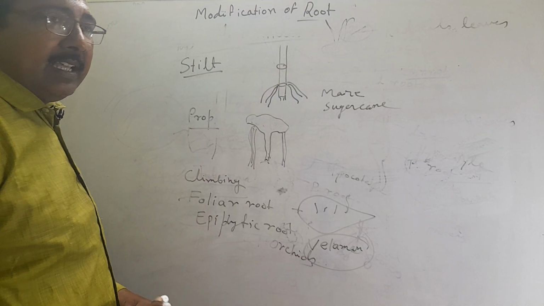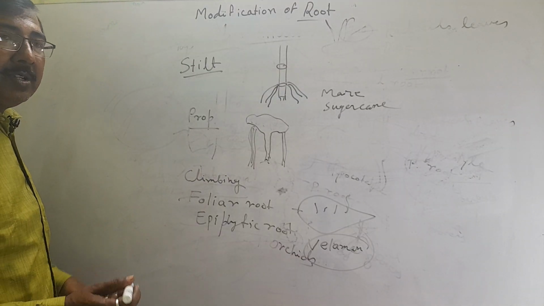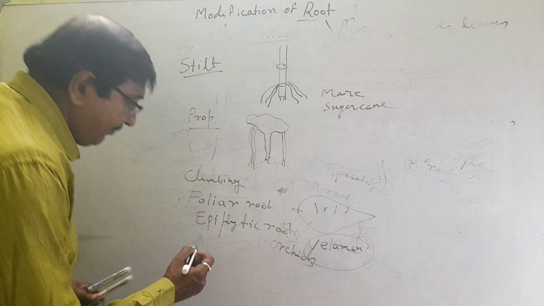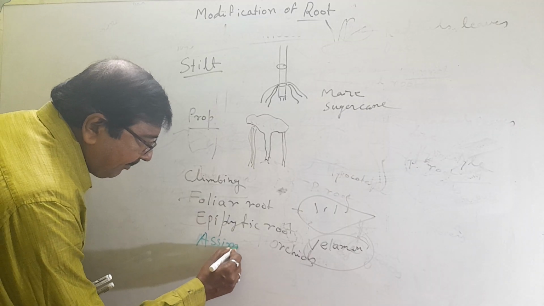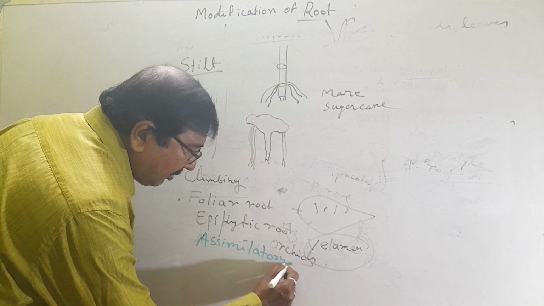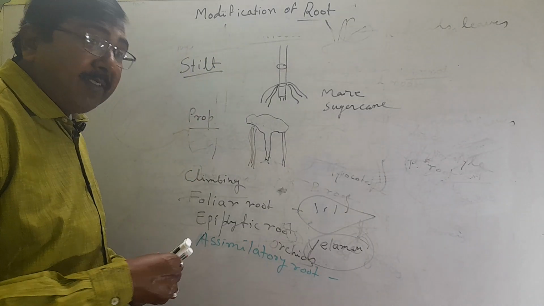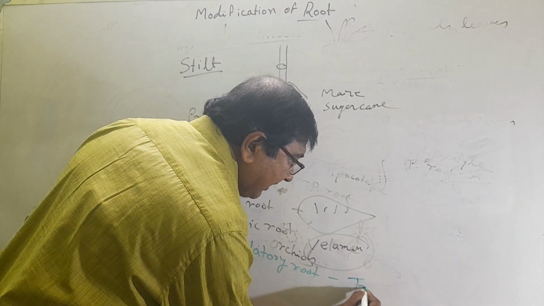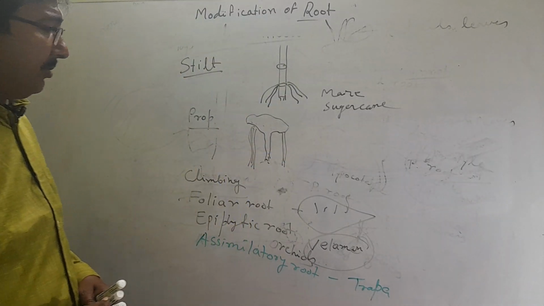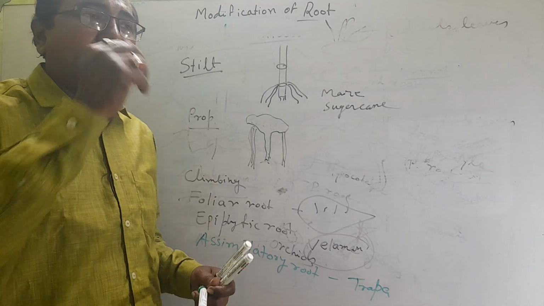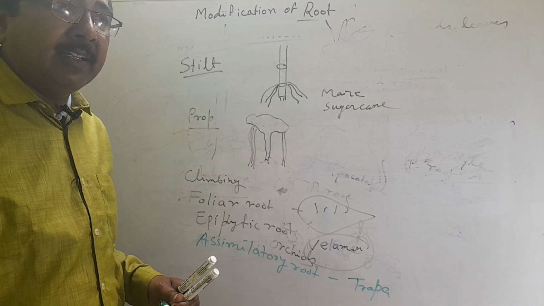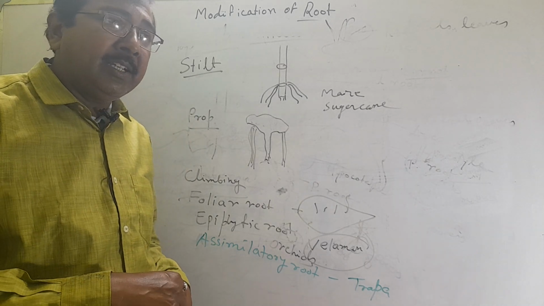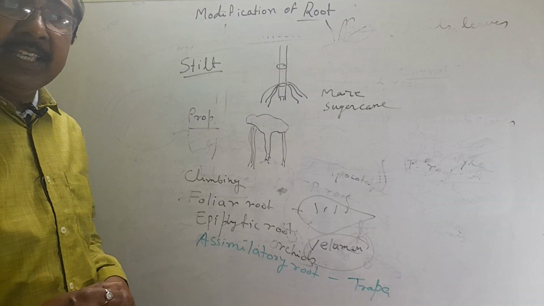Then another root is assimilatory root. These are the roots that help in photosynthesis. Example is Trapa. That's about the modification of root. Means first the modification of taproot, then the modification of fibrous and adventitious root. Okay, students, so I think all of you understood this. Thank you, students.